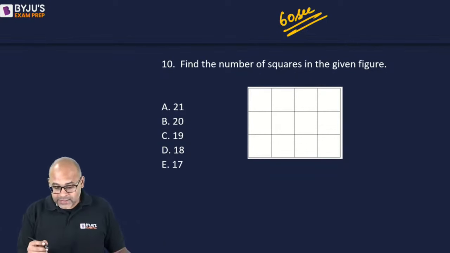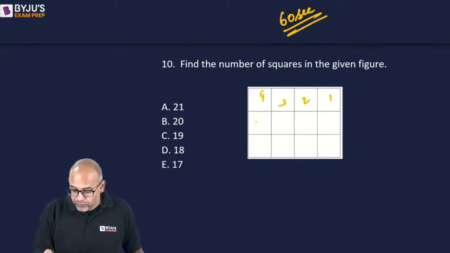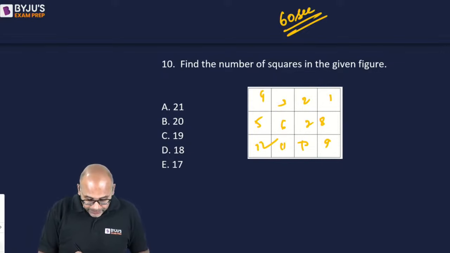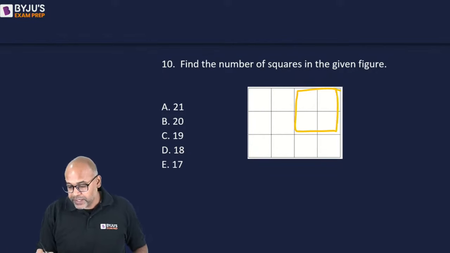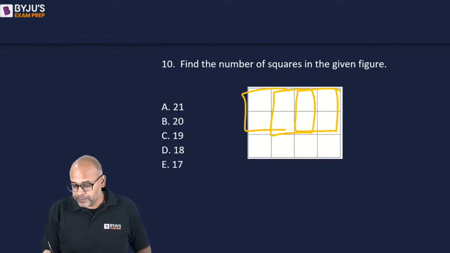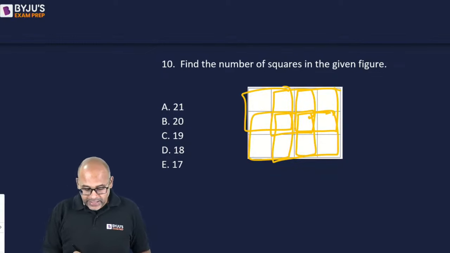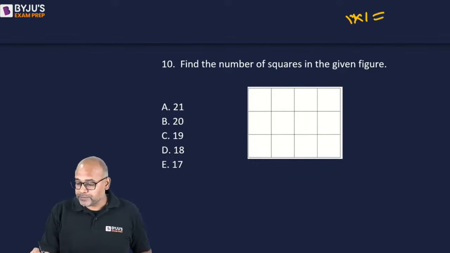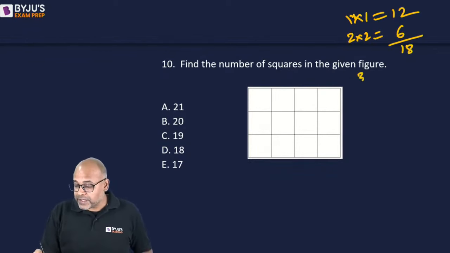Alright guys, so that's the correct answer. Let's see. 1, 2, 3, 4, 5, 6, 7, 8, 9, 10, 11, 12. This is easy. 12 are already there. But that's not it. After these 12, we have 13, 14, 15, then 16, 17 and 18. 18 are done. So 1 cross 1, we have 12. 2 cross 2, you have 6. Total is 18. Then we'll check for 3 cross 3 squares.